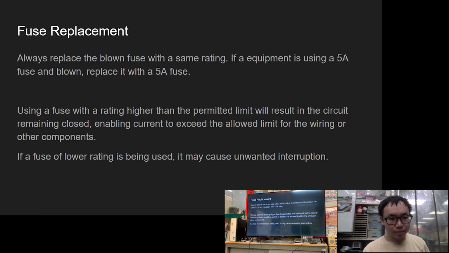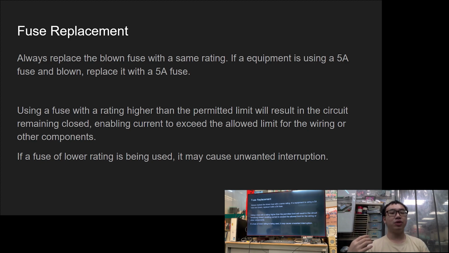Okay, fuse replacement. There may be some tricky questions in your exam, but always replace the blown fuse with the same rating. If it is a 5A, replace with a 5A. You should not use a 10A fuse to replace a 5A, or use a 3A to replace a 5A. Okay. If you are using a higher rating, which allows more current to pass through your equipment, it will cause further damage if your equipment is really malfunctioning, or even a fire, right?